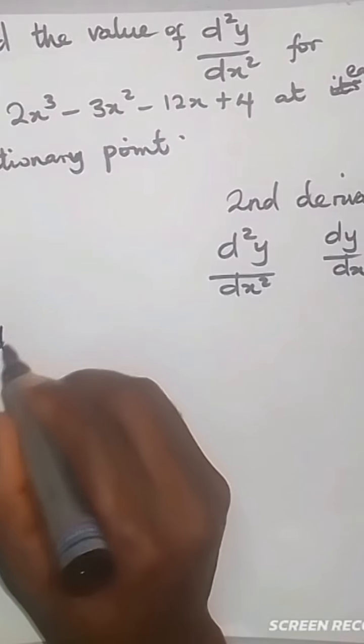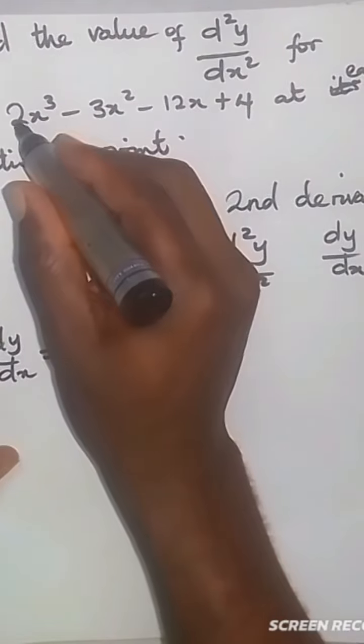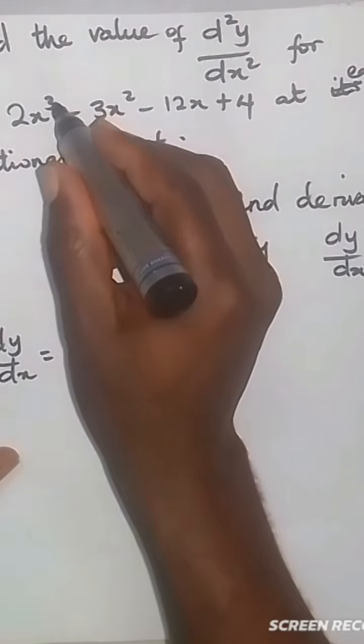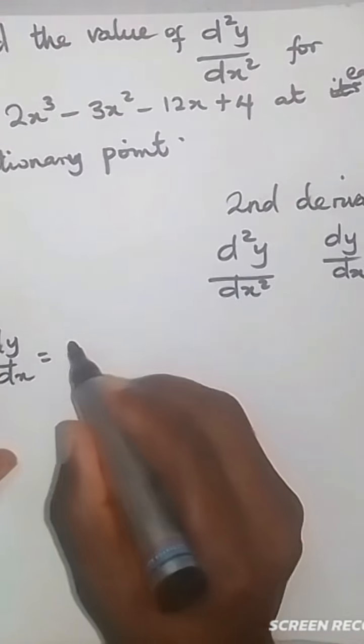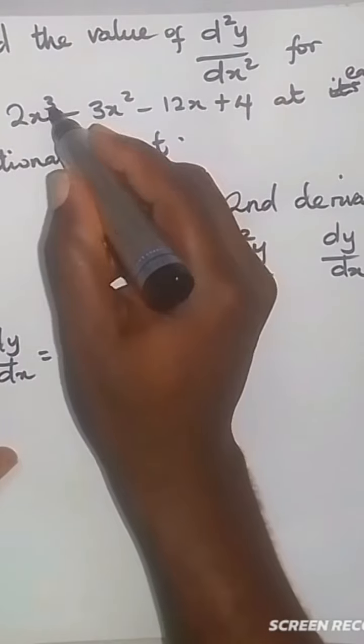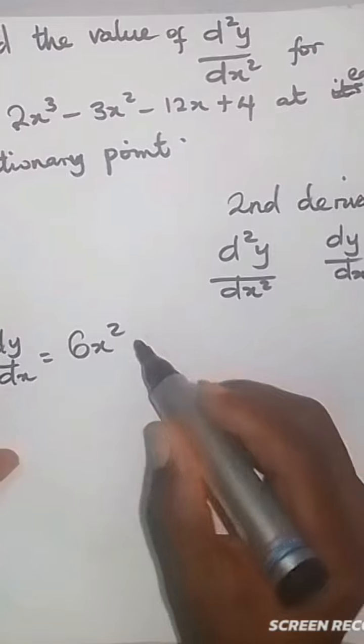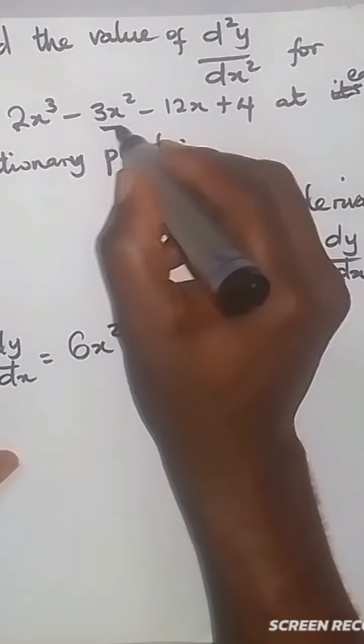Let's get the dy over dx first, which will give us 3 times 2, which is 6. Then you subtract 1 from your power, which gives 2. So you're going to get 6x squared. I multiply 3 times 2, then subtract 1 from my power, giving 6x squared. I'll do the same for the other term too.